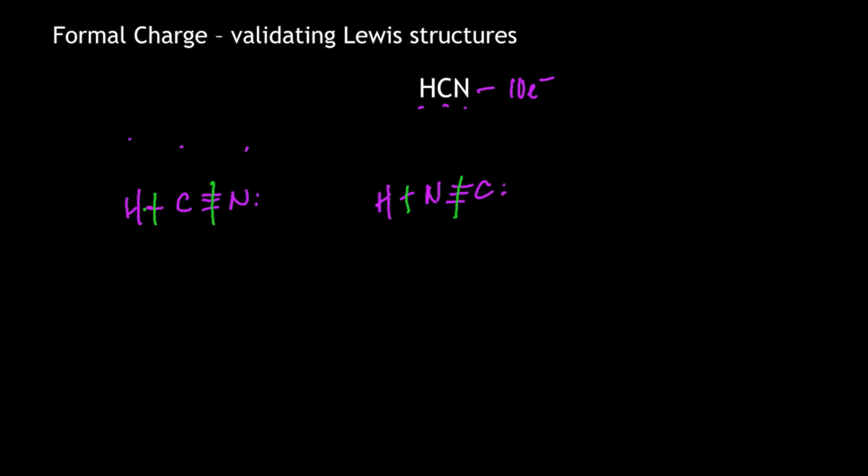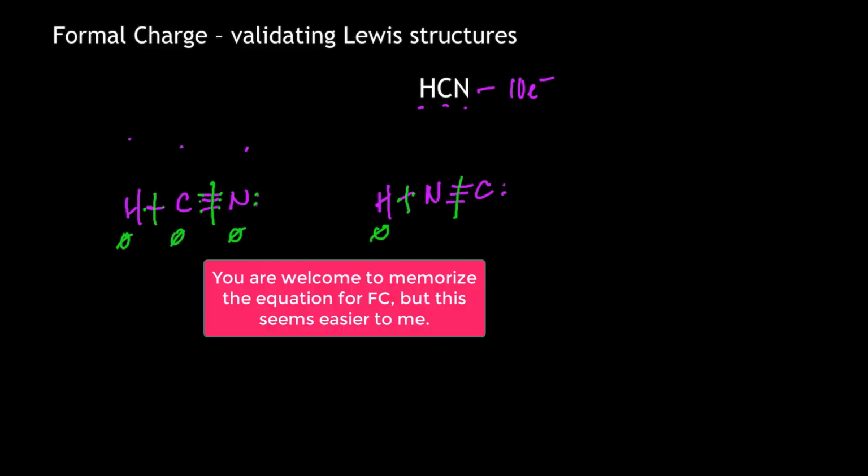It came with 1, which means its formal charge is 0, right? Carbon has access to 1, 2, 3, 4. It came with 4. Its formal charge is 0. Nitrogen came with 1, 2, 3, 4, 5, and it has access to 5. Its formal charge is 0, right? Here again, hydrogen 1, nitrogen has 1, 2, 3, 4, but it came with 5, which means plus 1.